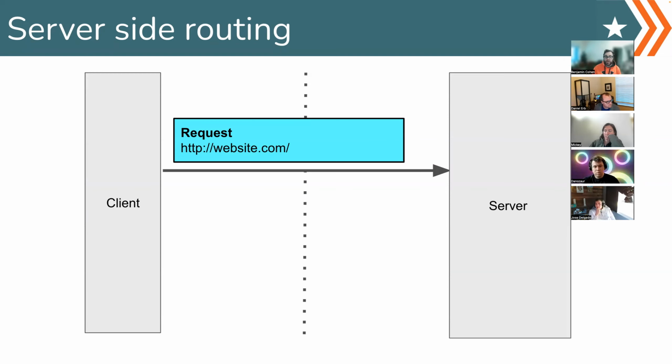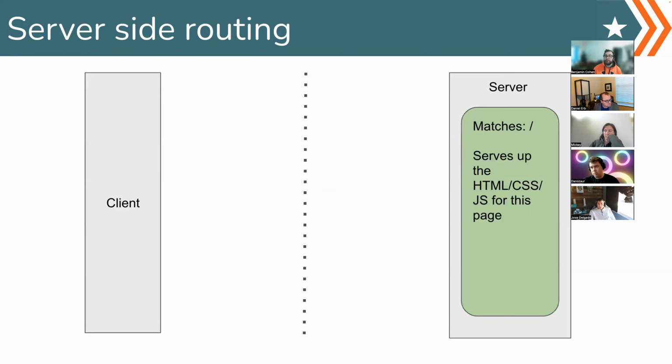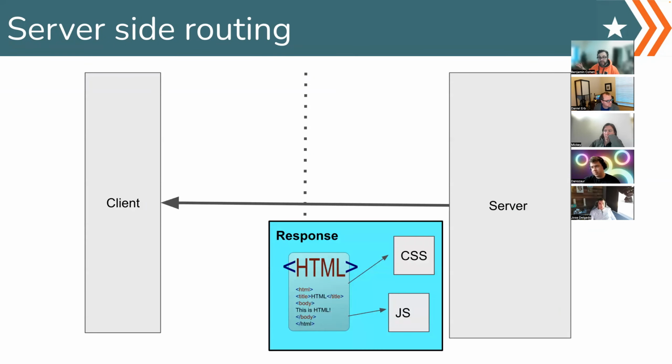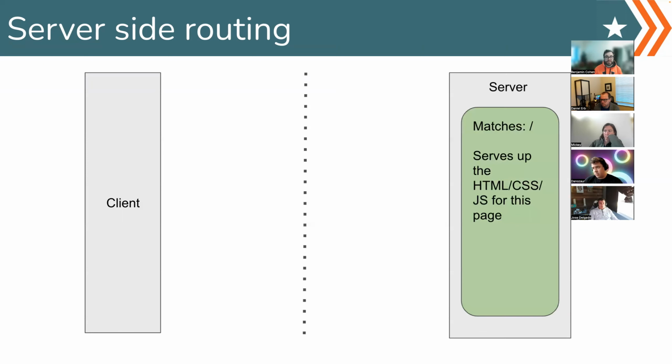The client is going to request a certain URL, and the server is going to match that URL in Django or something like that. It's going to serve up specific resources in response. Those resources are ultimately all packed up in a single thing called an HTML page, which might link to other resources. All of that is sent to the client in response.